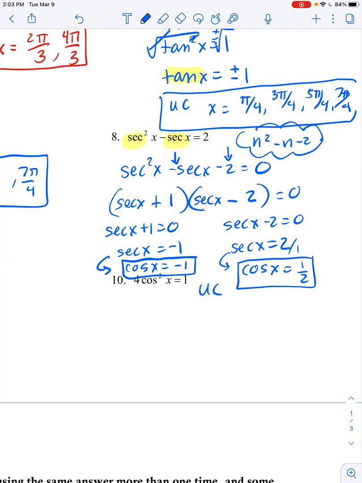Now I can go hunting on my unit circle, and I can look for places where the cosine or x coordinate is -1, which is only at pi. And then the places where the cosine or x coordinate is a positive half, which is pi thirds, and also 5 pi thirds.